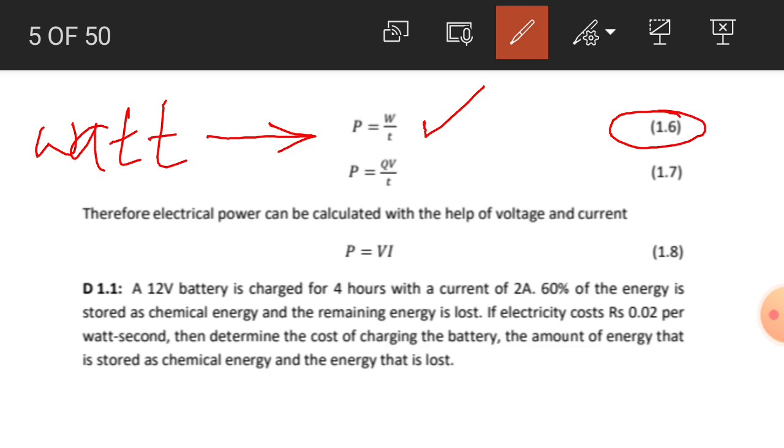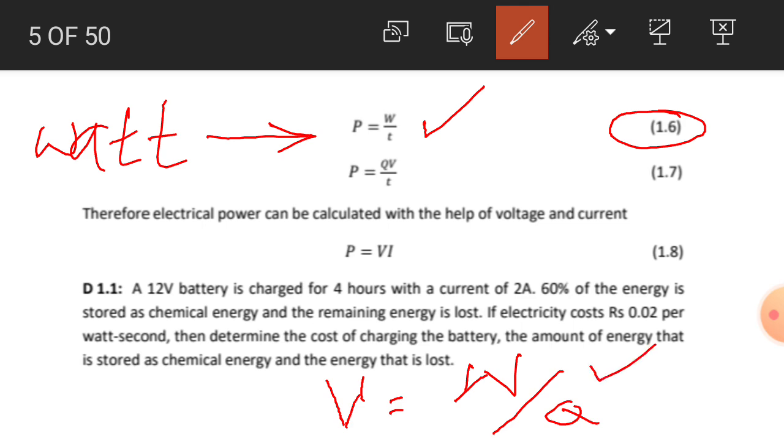So the total electrical energy divided by the time will give you the electrical power. We know that the voltage between these 2 points, or between any 2 points, will be equal to the total electrical energy divided by the magnitude of the charge.